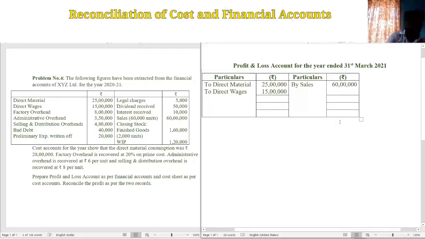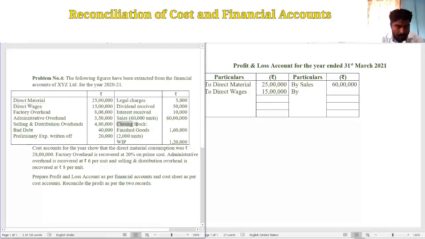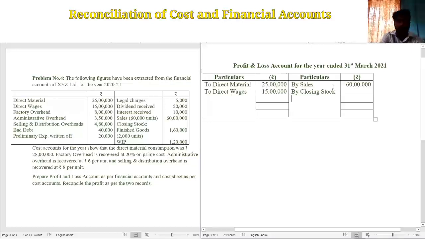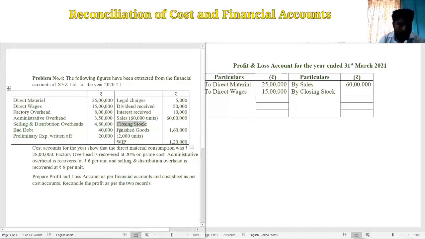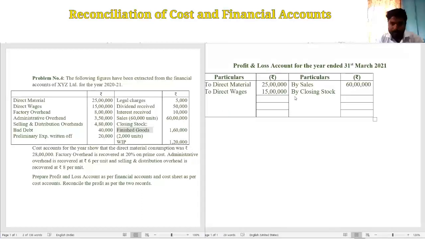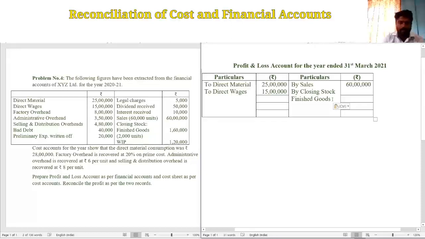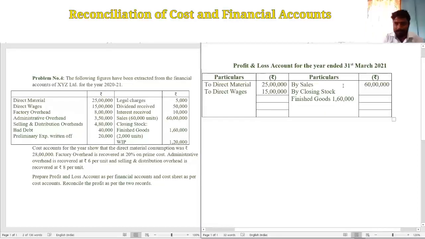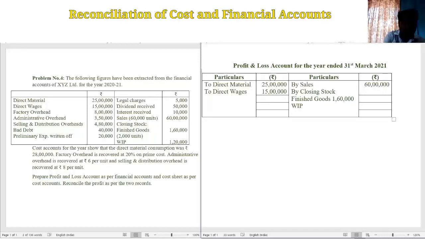Okay. Then what? Then closing stock. By closing stock. First thing is about the finished goods. Then next thing is about the work in progress. So we can write together or we can write separately also. First one, finished goods, write the value of the finished goods. What is the value of finished goods? 1,60,000. Then what? Work in progress. Write the value of the work in progress. 1,20,000.